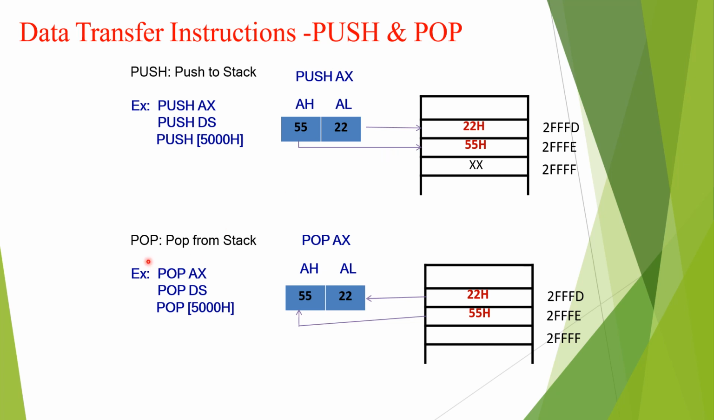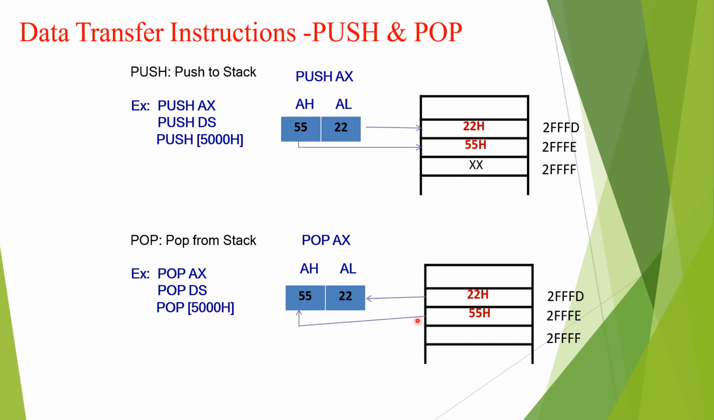And talking about the pop instruction, we are retrieving the data from the stack. 22H and 55 in hexadecimal are the values present in the stack. If you see the first example, pop AX. Here the lower byte is copied to the AL register, and the next byte, that is 55, is copied to the AH register. So the data from the stack is taken out and copied to the AX register.